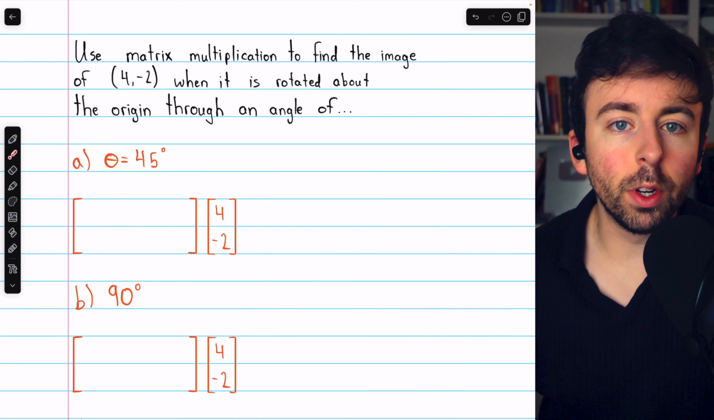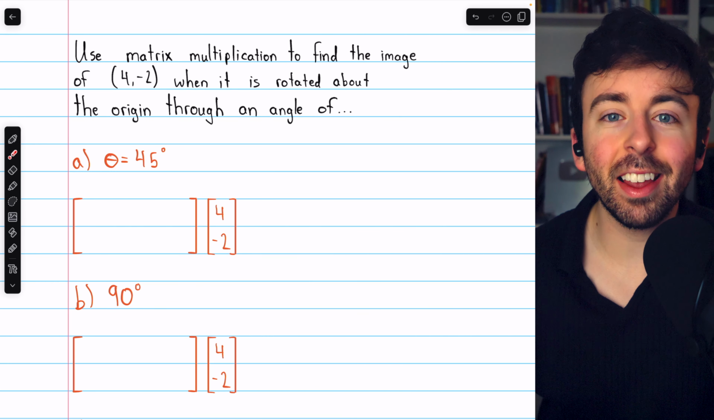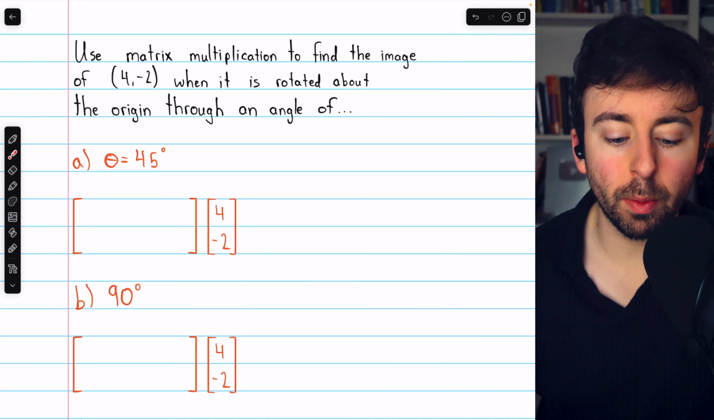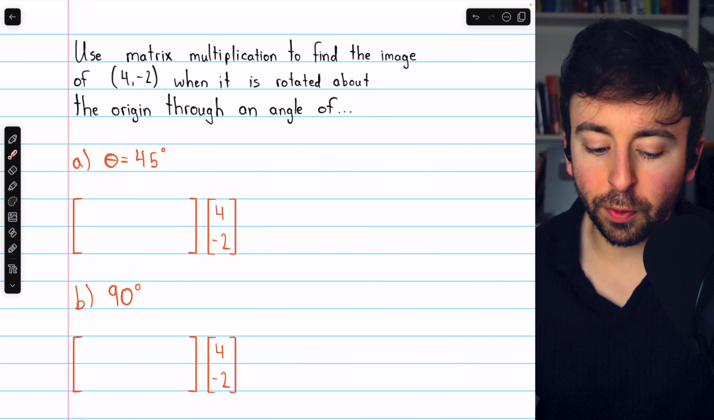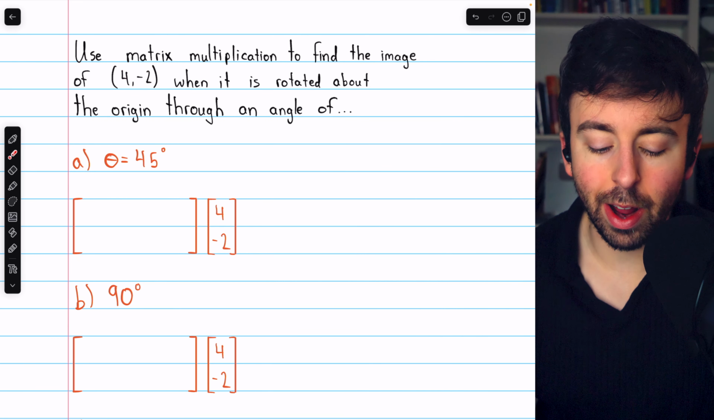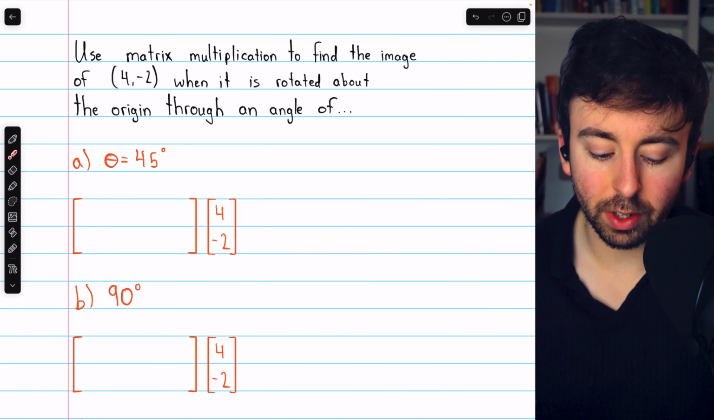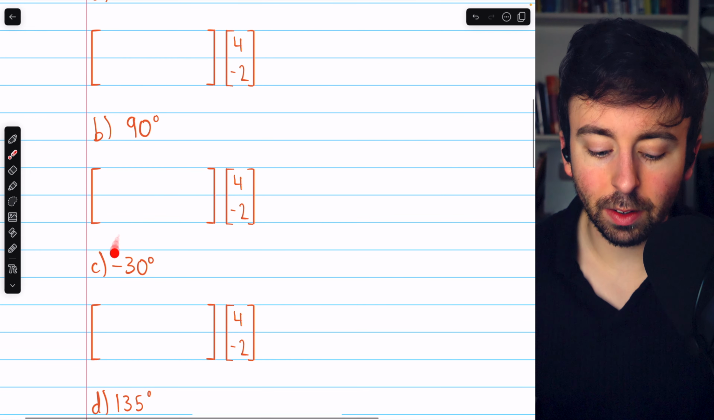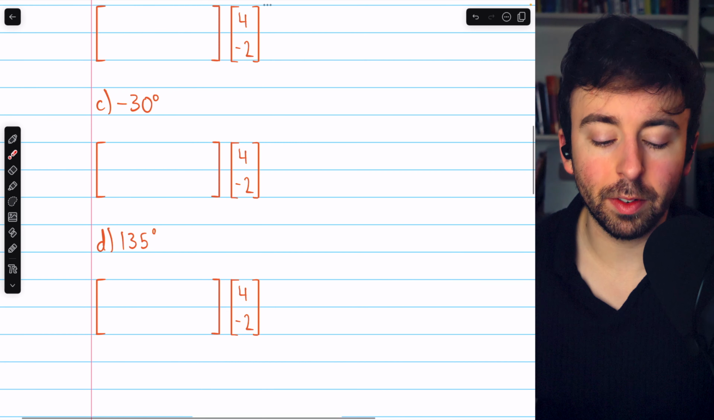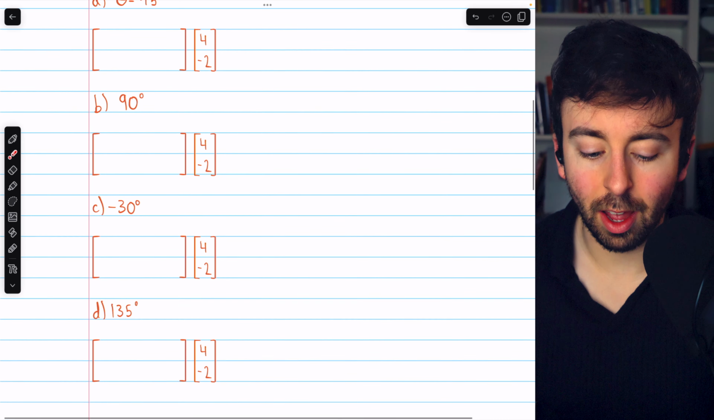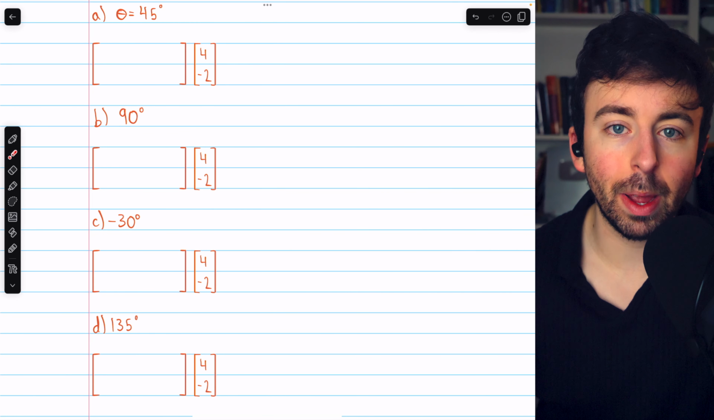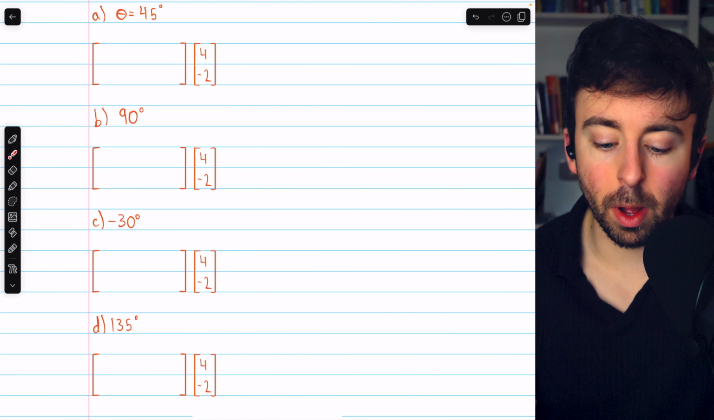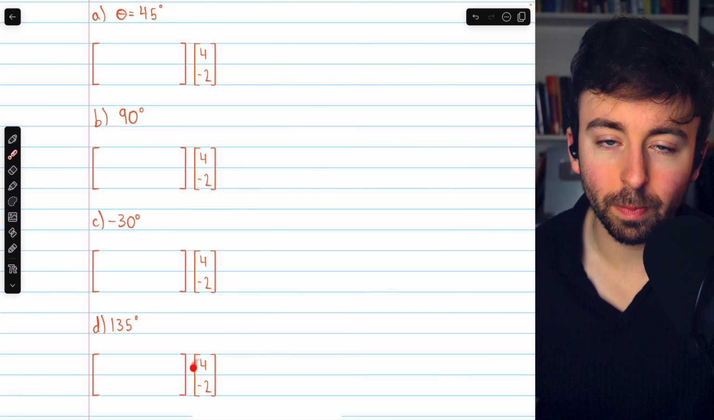We previously introduced rotations in the plane as a matrix operation, link in the description to that lesson. Today we'll get some practice using matrix multiplication to find the image of this vector in R² when it's rotated about the origin through an angle of 45 degrees, 90 degrees, -30 degrees, and 135 degrees. You can see I've already set us up in each problem. We're going to have the standard matrix for the matrix transformation of rotation, and we're going to multiply it by the vector in question, 4, -2.